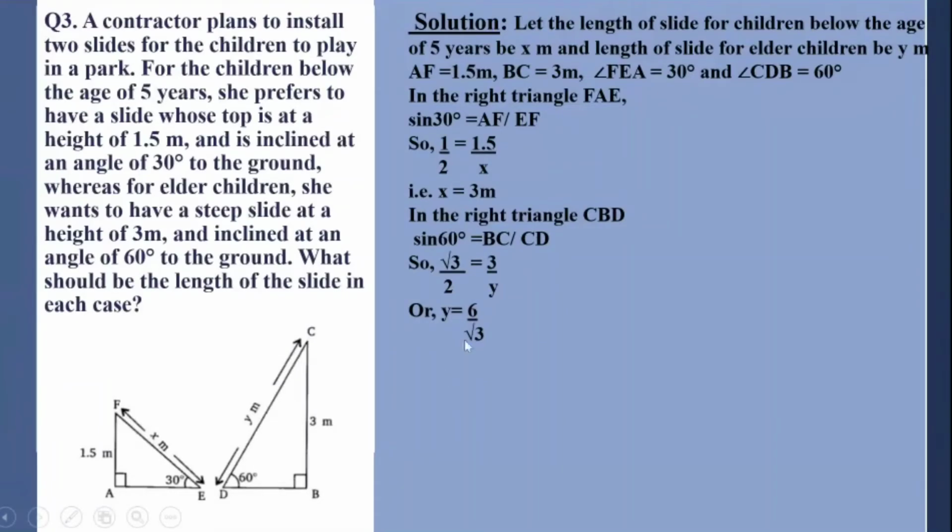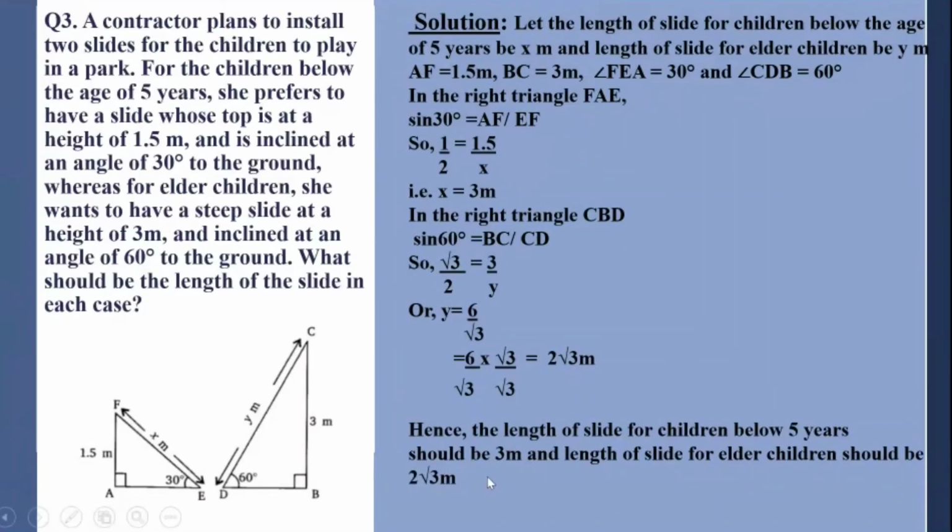Again, I cannot leave the answer with an irrational denominator, so I'll have to rationalize it. I multiply and divide it by root 3. And what do I get? I get 6 upon 3 into root 3, which is equal to 2 root 3 meters. So I have got the length of the second slide also. So the length of the slide in the first case is 3 meters, whereas the length of the slide in the second case, that is the slide for the elder children, should be 2 root 3 meters.